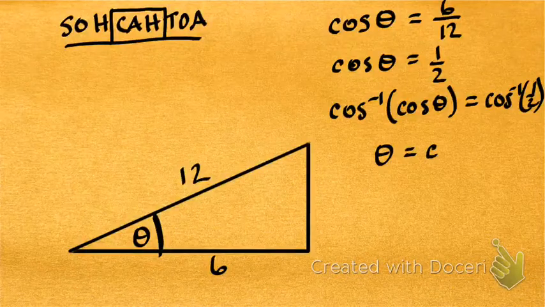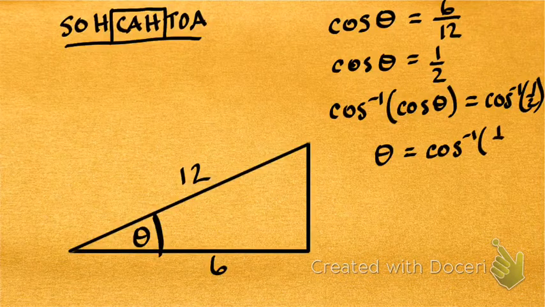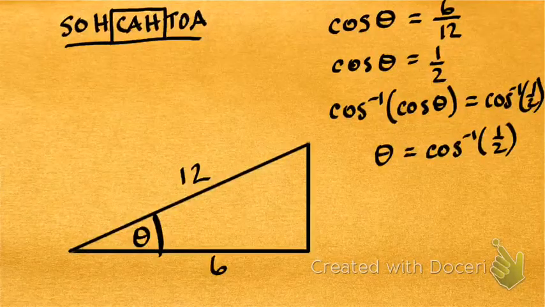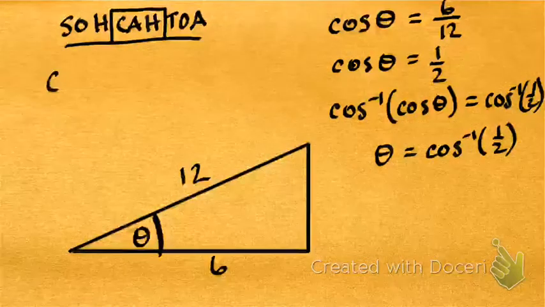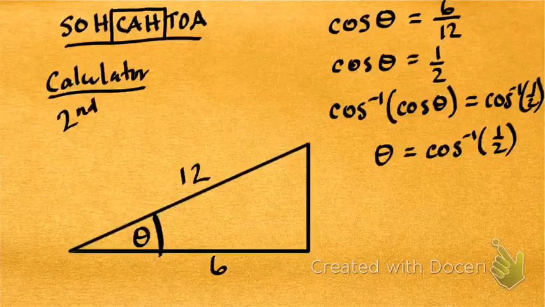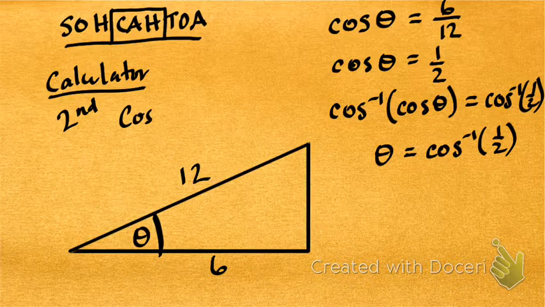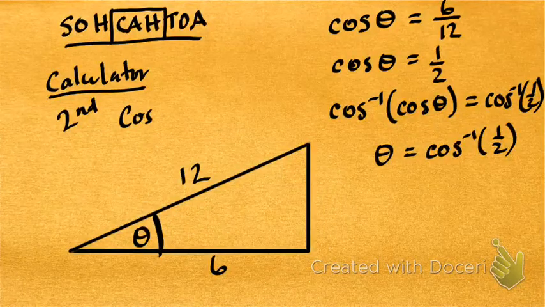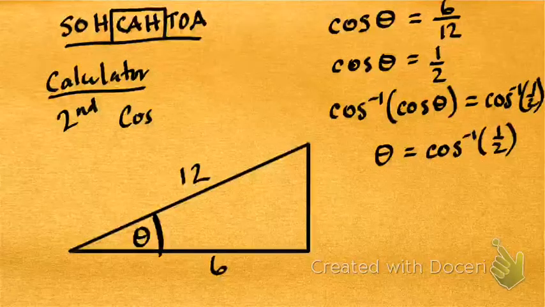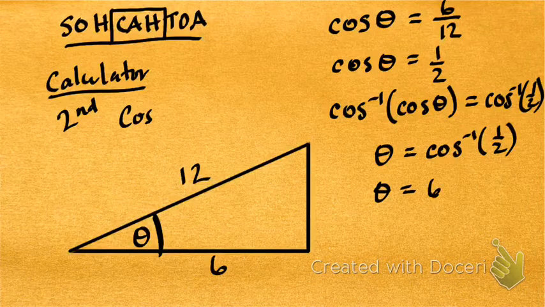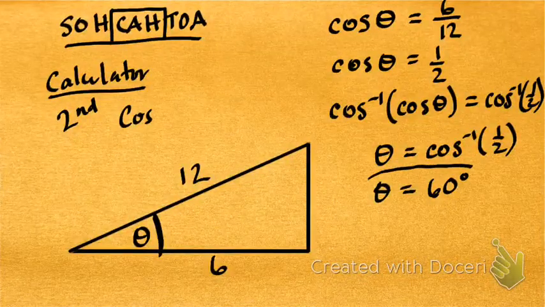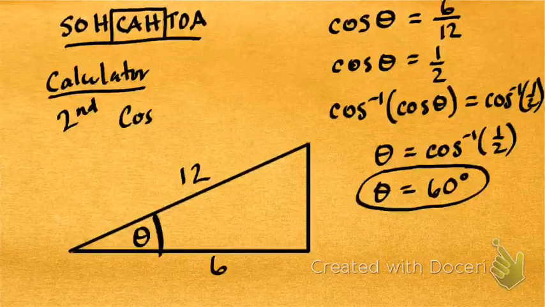And so in my calculator, I'm going to plug in the inverse cosine of 1/2. Again, same thing as with sine: you're going to have to hit the second option and then the cosine button, and that should give you inverse cosine. If you do that, you should get that theta is equal to 60 degrees. And that would be how you calculate that angle.